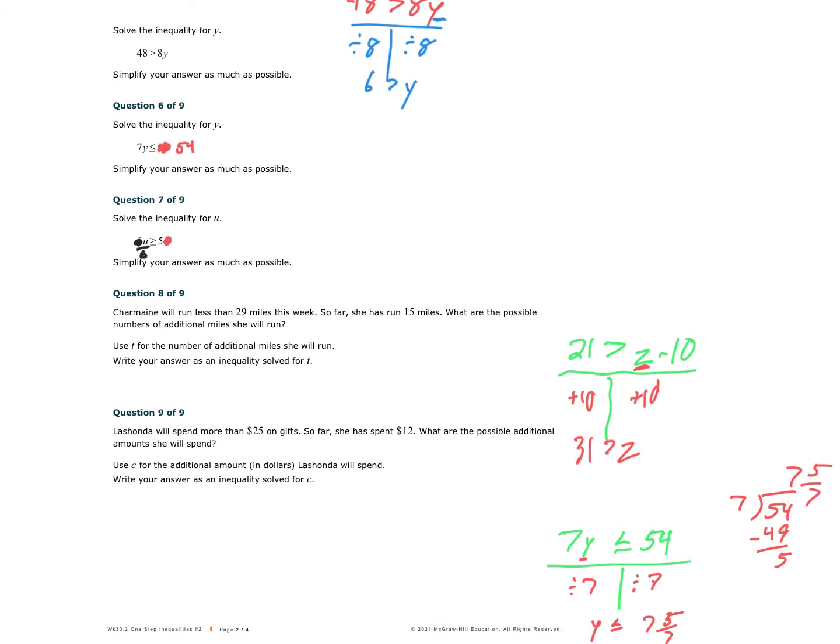All right, question 7, I made it a little tougher too. I want you to change it to this. u divided by 6, u over 6 means u divided by 6. So when you rewrite it, you could rewrite it either way. It's greater than or equal to 5.